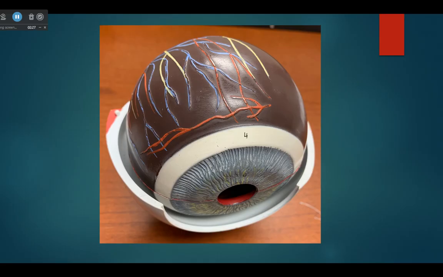Taking off the top portion, this is the choroid. The choroid is the dark layer of the eye. Its job is to absorb excess light coming in so it doesn't bounce around on the interior of the eye, causing blurriness. We can still see the iris and the pupil, and the white part again is the sclera.